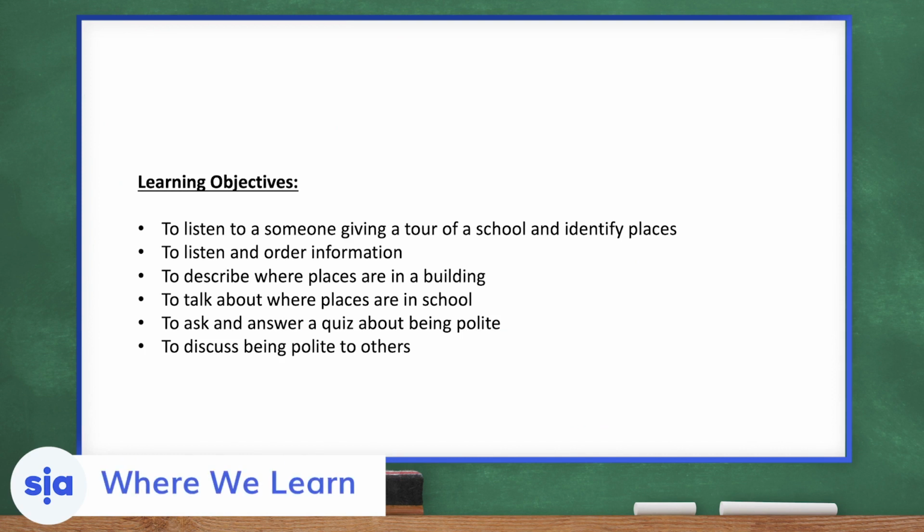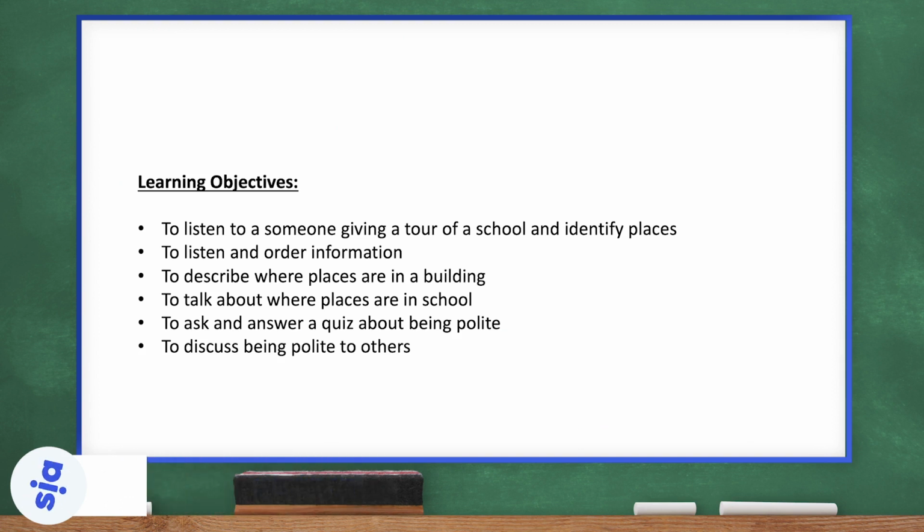Okay, we're going to listen to someone giving a tour of a school, and we will identify places within the school. We will listen and order information, so we will put a sequence to the information that we listen to. We will describe where places are in a building. We will talk about where places are in school. We will ask and answer a quiz about being polite, and we're going to discuss being polite to others.